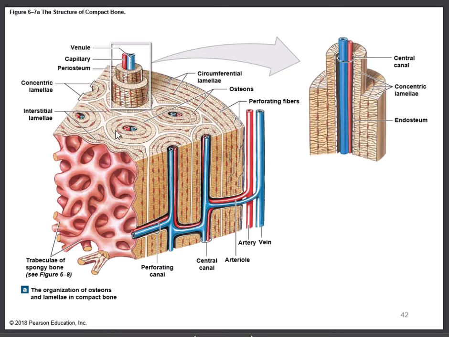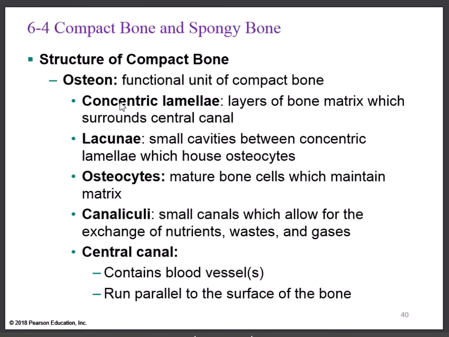Now they form a ring, which I had in the notes, around this little canal in the middle here. This is called the central canal, and you can see there's an artery and a vein in there, right? Probably an arteriole or a venule. These are small, these are microscopic. So the concentric lamellae, again, are these layers of bone matrix. They're rings that surround the central canal.